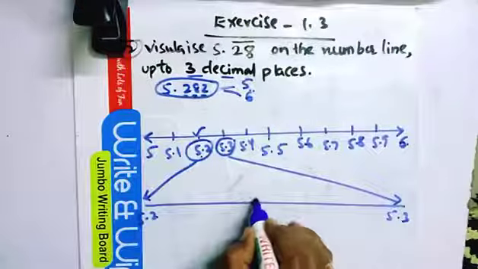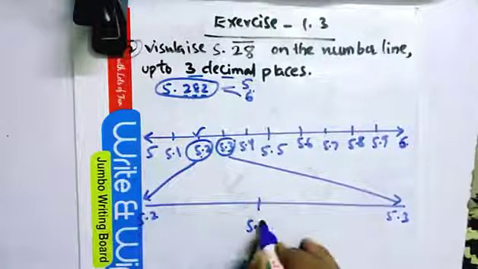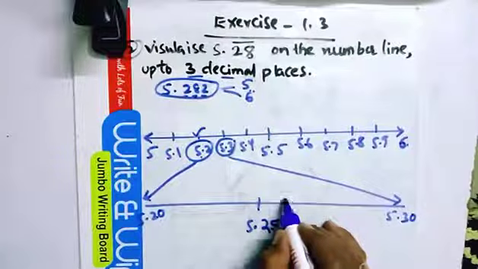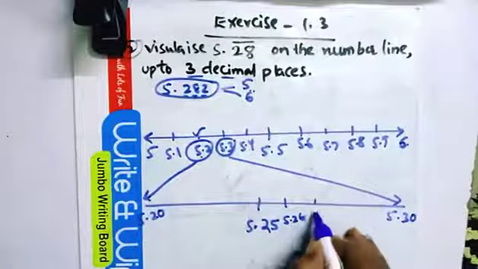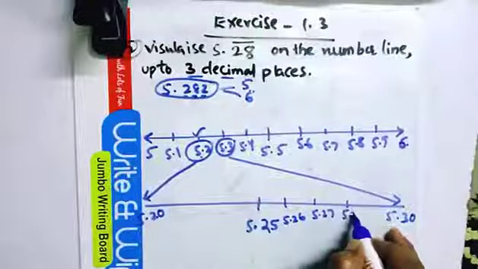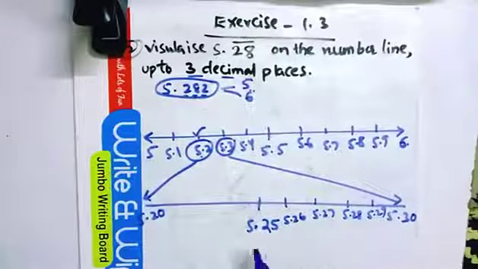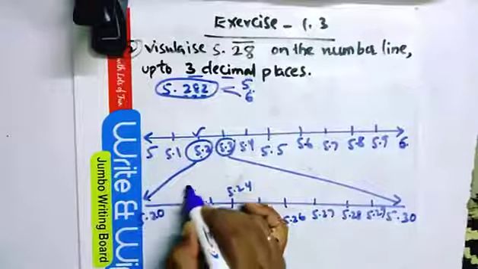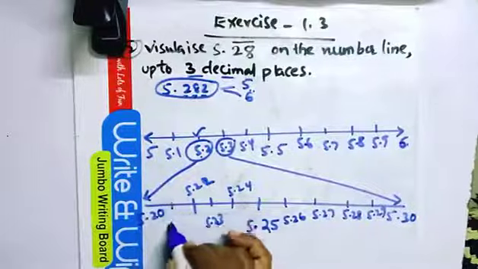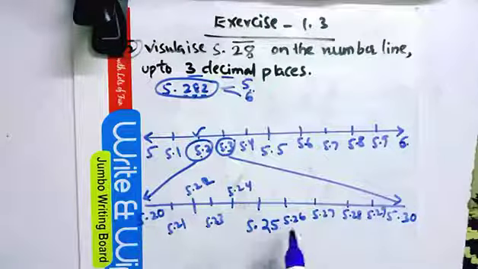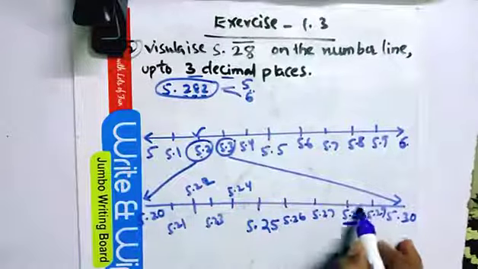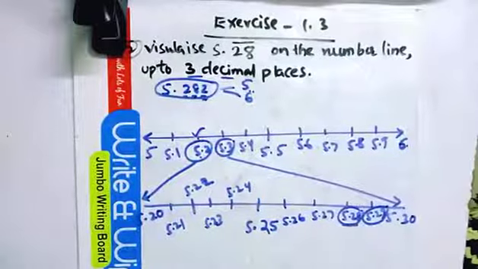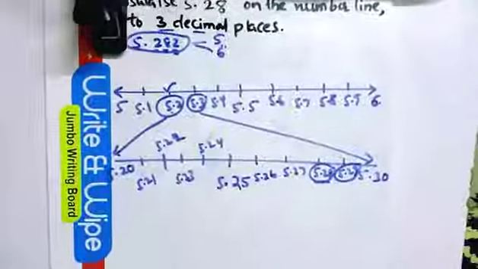The middle number is 5.25, so it will come to 5.26, 5.27, 5.28, 5.29. Next we have 5.24, 5.23, 5.22, 5.21. Next, here we have 5.28. After this 28 we have 2, so it will come between 5.28 and 5.29. So we need to focus on 5.28 and 5.29.